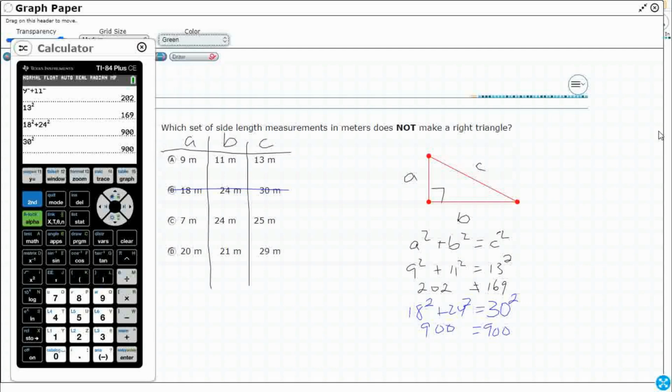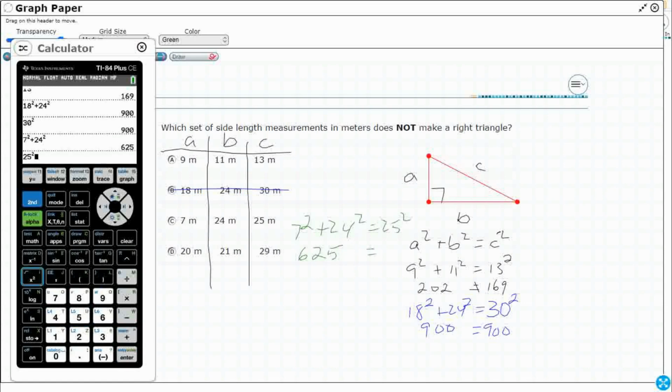Let's check this. 7 squared plus 24 squared equals 25 squared. So 7 squared plus 24 squared, 625. I guess that could work. And then we've got our 25 squared. All right, 625, so it's not that one.